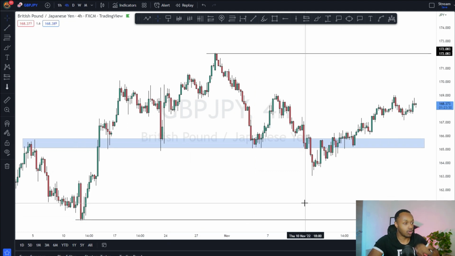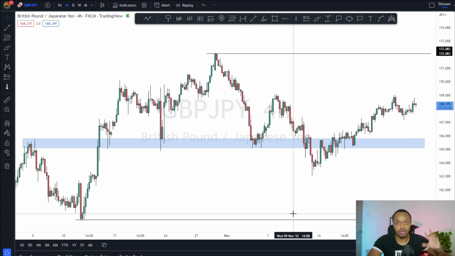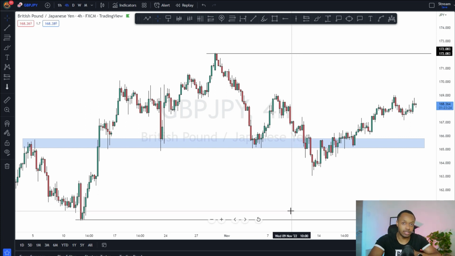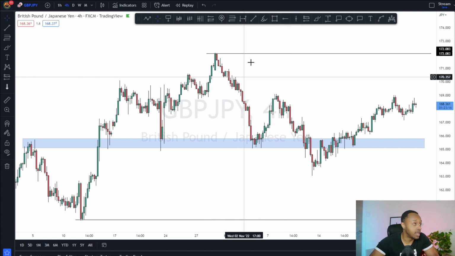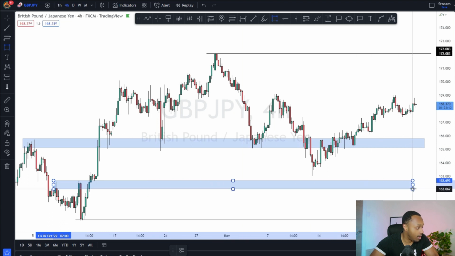Again, these are not areas of key support resistance, just key highs and key lows that we've mapped out. So like I said, key support resistance levels, key levels, and key highs and lows is what we want to be looking at. And another key level that has caught my eye is this level there.